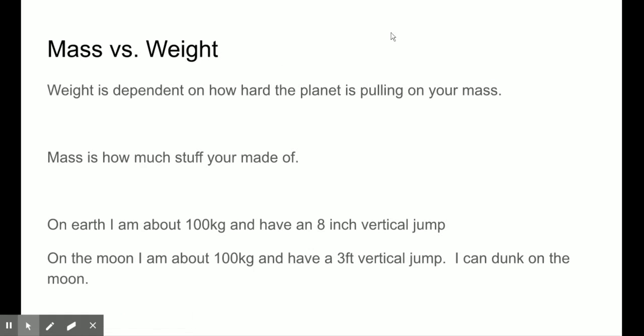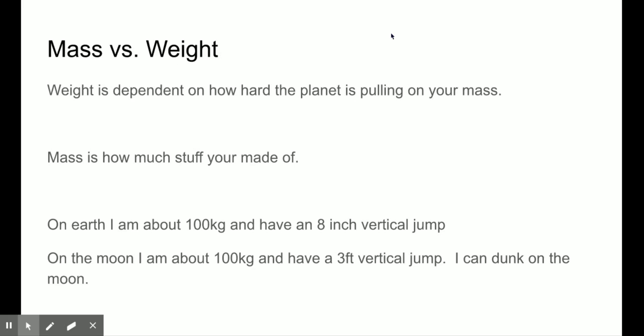Okay, mass versus weight. Weight is dependent on how hard the planet is pulling on your mass, where mass is how much stuff you're made of. Okay? On Earth, I'm about 100 kilograms of mass. That's how much stuff I'm made of. And I can jump about 8 inches off the ground if I'm playing basketball. You don't want to get in my way, man. I got an 8-inch vertical.